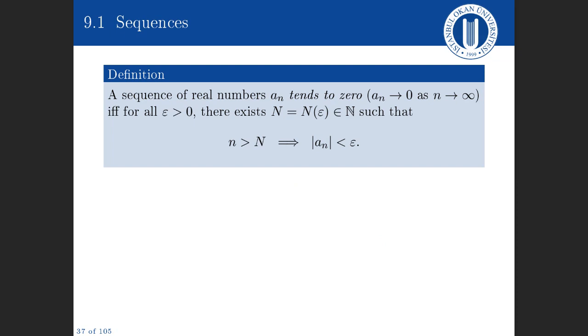A sequence of real numbers tends to 0 if and only if, for all epsilon greater than 0, there exists a natural number capital N such that if n is greater than capital N, then the absolute value of an is smaller than epsilon.